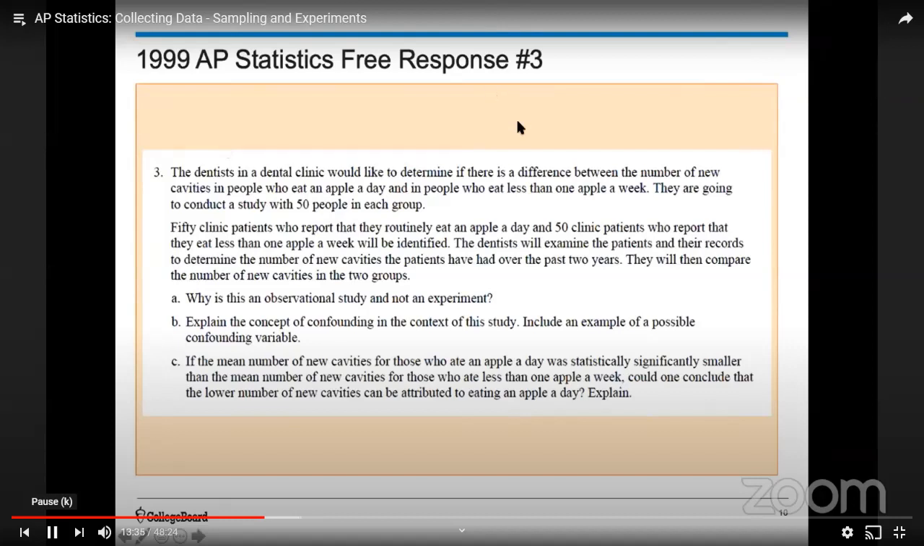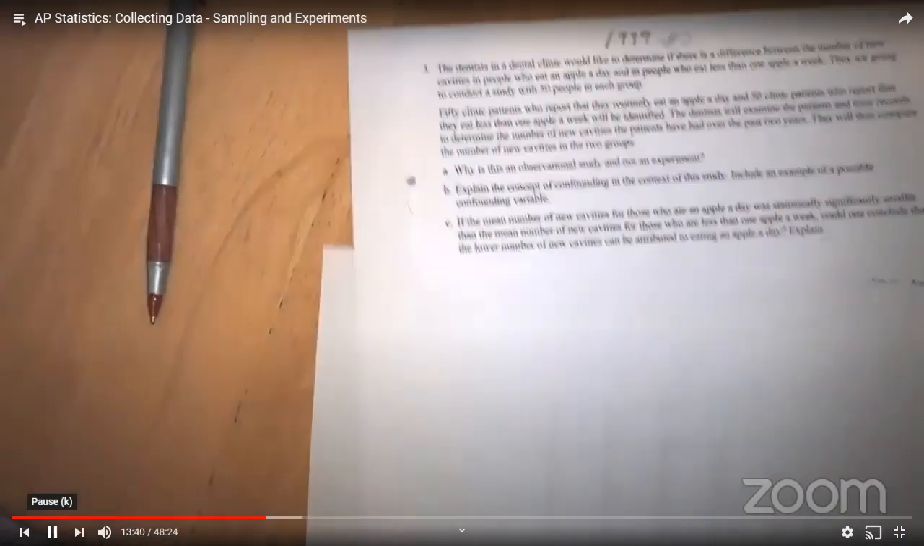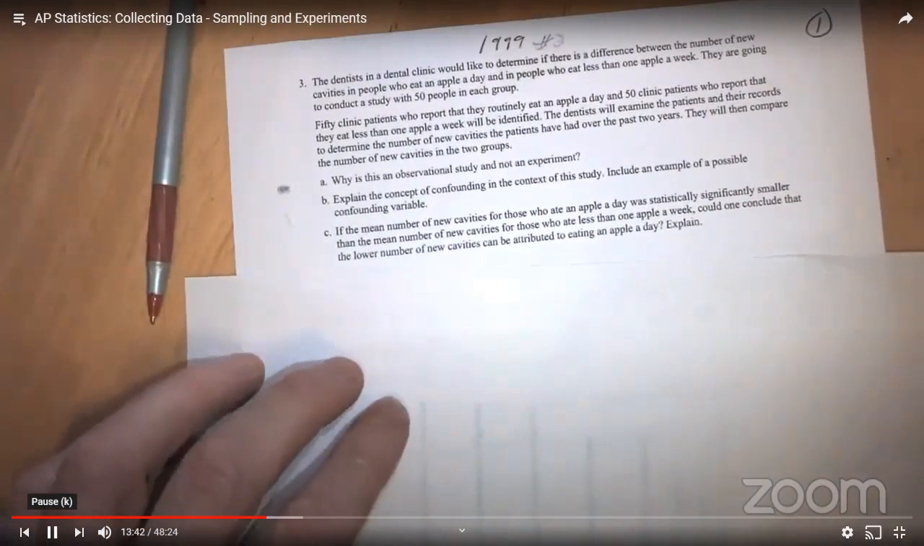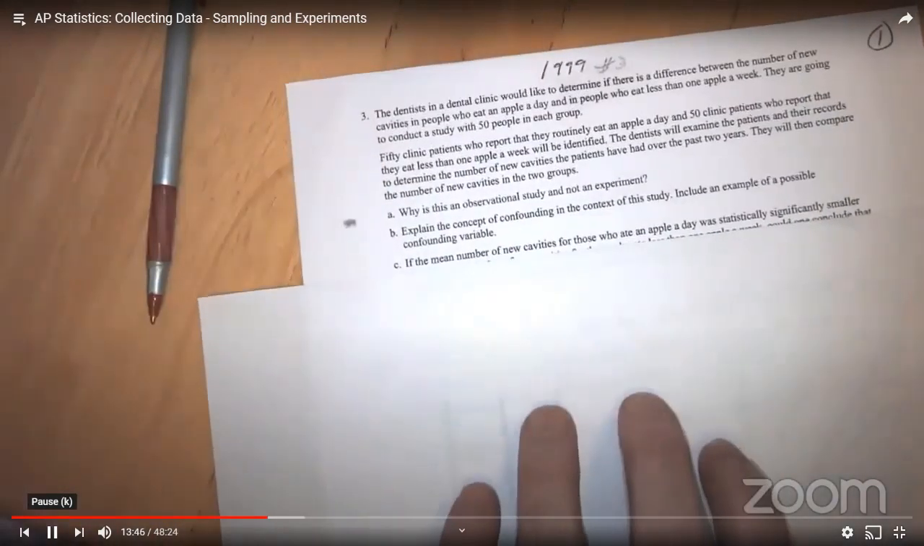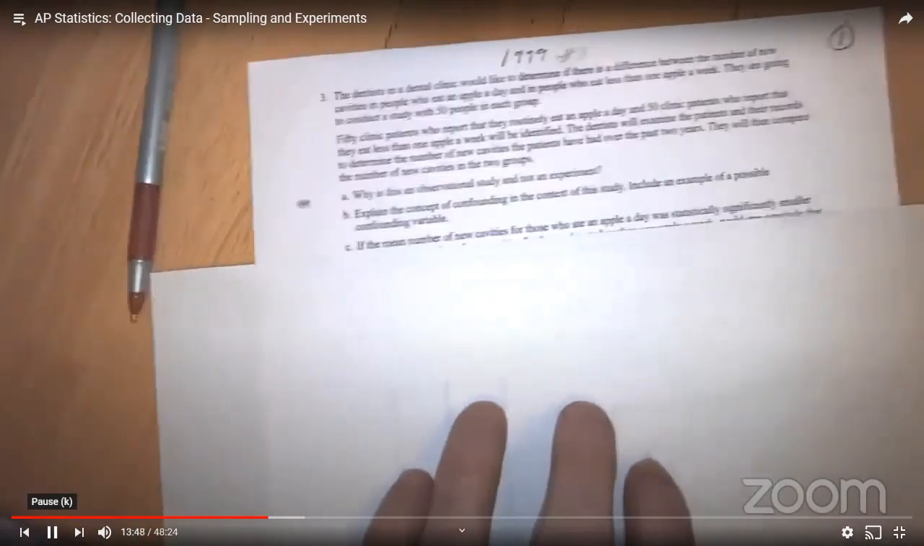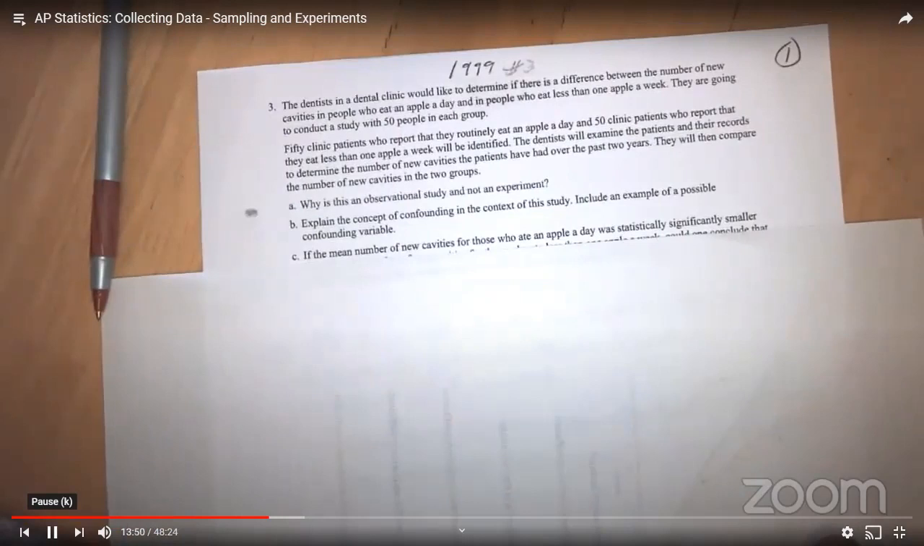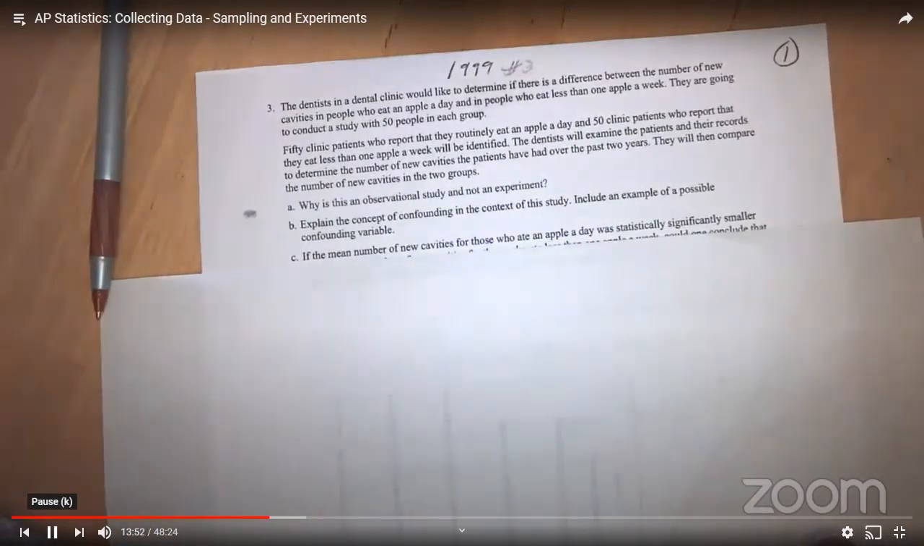Going to switch over to my overhead. We'll take a look at the same problem. Okay, question A. Why is this an observational study and not an experiment? So maybe my gut feel there was right on.